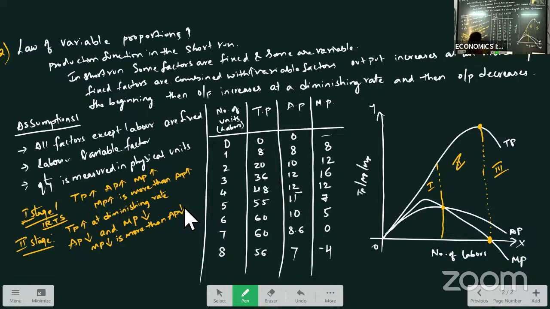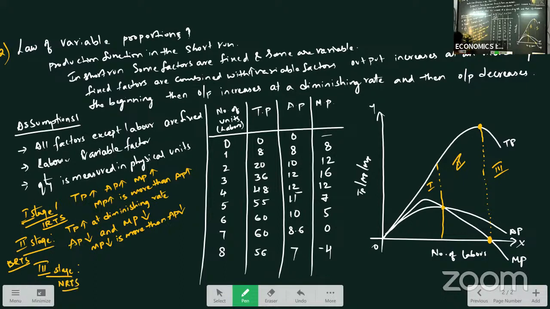Simple thing, you don't get confused about how to explain first, second and third stage. You observe in the table or in the graph what is happening. If you are confused in the table, just see the graph. In the graph, you can see in the first stage, all the three curves are increasing. Second stage, at this point where MP is 0, TP is maximum. At this point, TP is increasing at a diminishing rate. AP decreases, MP decreases and becomes 0. Now coming to our third stage. The second stage is called constant returns to scale or diminishing returns to scale. Third stage is negative returns to scale.